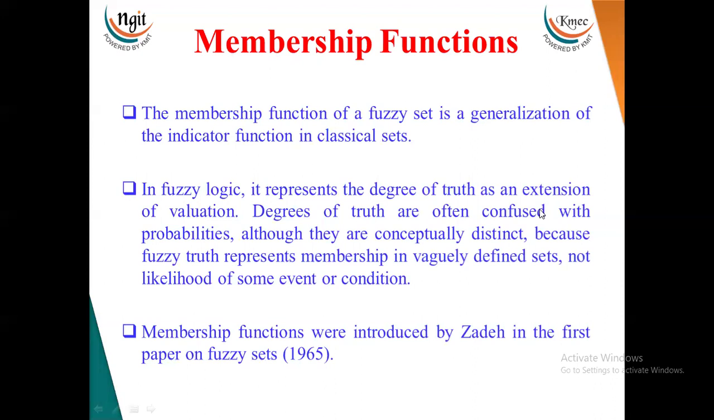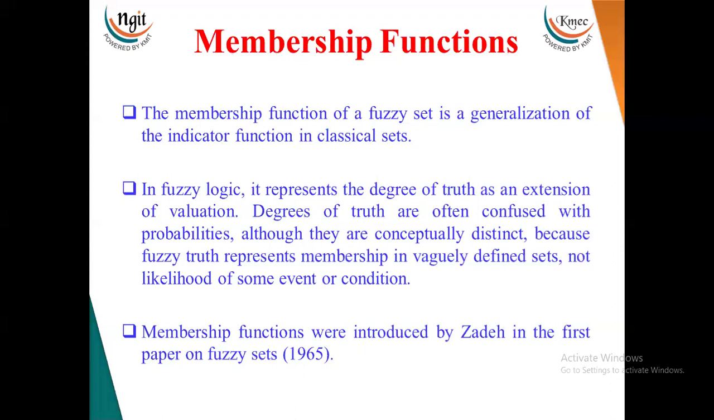Hello students, today we are going to learn about membership functions. In the last sessions we have seen the fuzzy set and crisp set, what are fuzzy relations and crisp relations, and what is the difference between fuzzy and crisp sets. Now, basically, how are we identifying the element which belongs to the set or does not belong to the set using fuzzy sets?